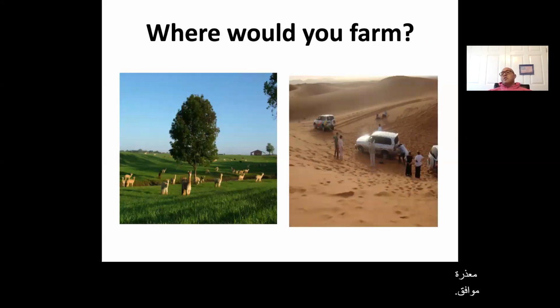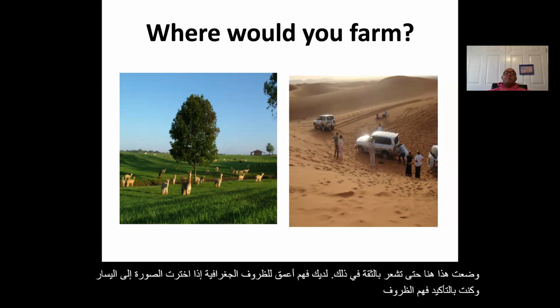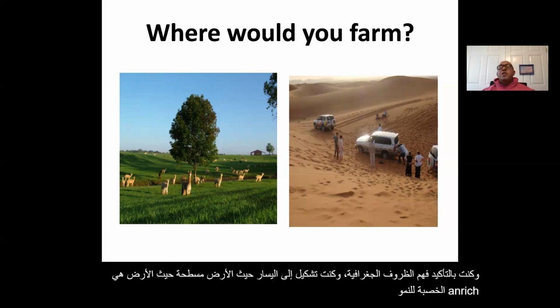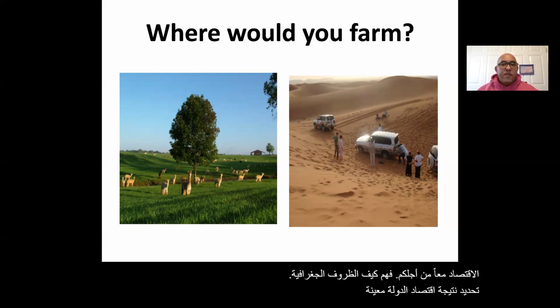I put this here so that you could feel confident and have a deeper understanding of geographical conditions. If you pick the picture to the left, then you definitely understand geographical conditions. You would farm to the left where the land is flat, where the land is fertile and rich for growth. You're not going to try and grow a plantation in the desert. Okay, so now I hope this presentation tied the economy together for you. You understand how geographical conditions determined the outcome of the economy of the particular state that you're looking at during colonial America.